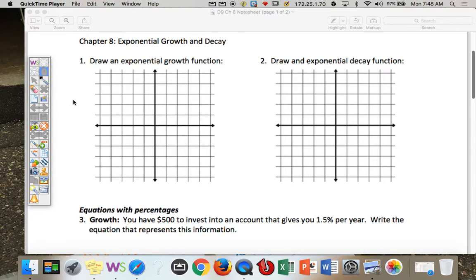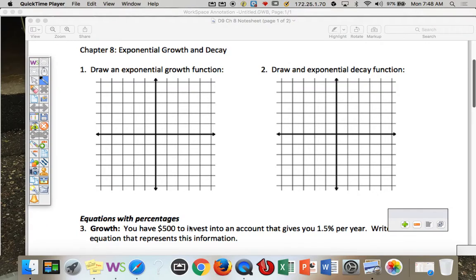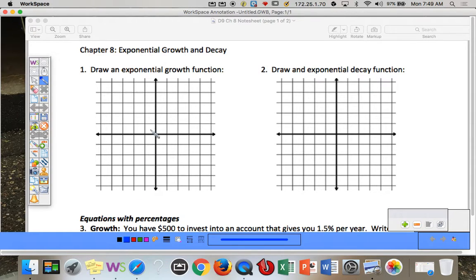In chapter 8, we looked at exponential growth and decay. So let's draw an example of an exponential growth function versus an exponential decay function. Exponential growth starts out growing really slowly, but then all of a sudden it grows really quickly. Decay is the opposite. It decreases really rapidly and then kind of levels off.